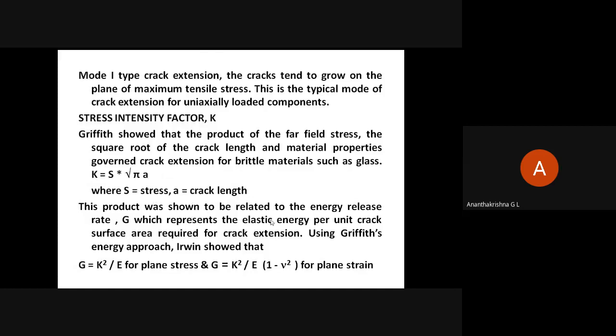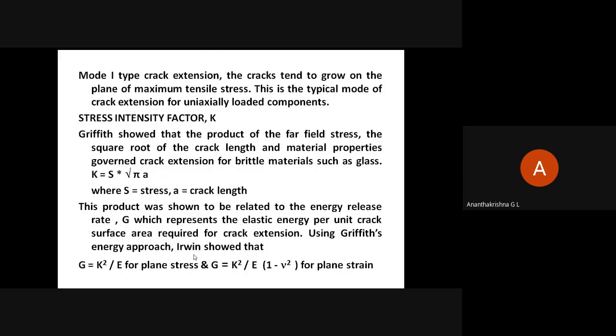This product was shown to be related to the energy release rate G, which represents the elastic energy per unit crack surface area. You take a unit crack surface area, maybe 1 millimeter square or even 0.1 millimeter square. So the elastic energy per unit crack surface area for crack extension. Using Griffith's approach, G = K square by E for plane stress, and G = K square by E into (1 minus nu square) for plane strain. Whenever you have the presence of Poisson's ratio, it is a plane strain condition.